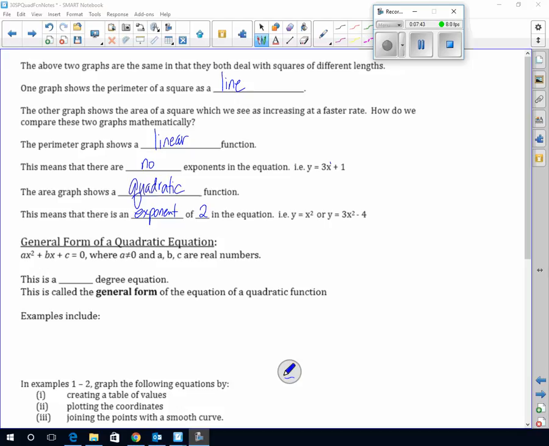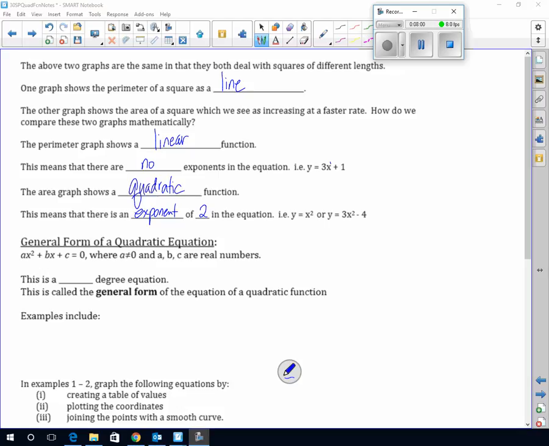What happens if you make a 0? Then that x squared goes away. And then what kind of function would we have if we just have bx plus c? A linear. Yes. Does anybody remember what type of degree this is?